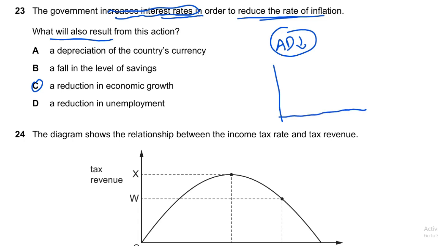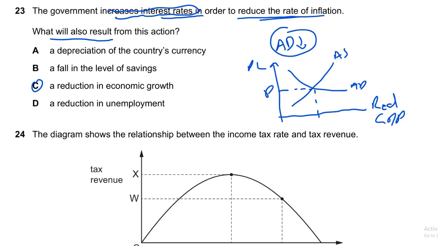So we can plot the values: real GDP here, and we can write price level here, and this is aggregate demand and this is aggregate supply. Equilibrium price level is P and real GDP is Y. So when interest rate is high, then what will happen? People will save more money and they will demand less, so aggregate demand will fall and aggregate demand will shift to the left. So equilibrium will move here, where real GDP will decrease to Y1 and price level will decrease to P1.